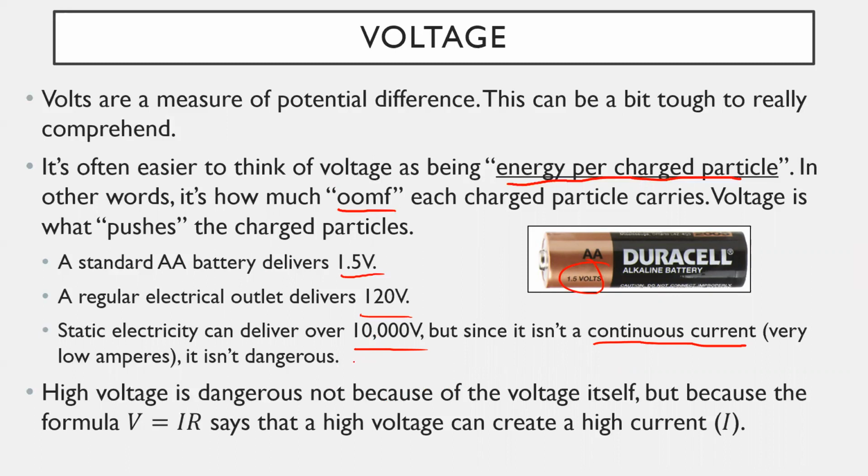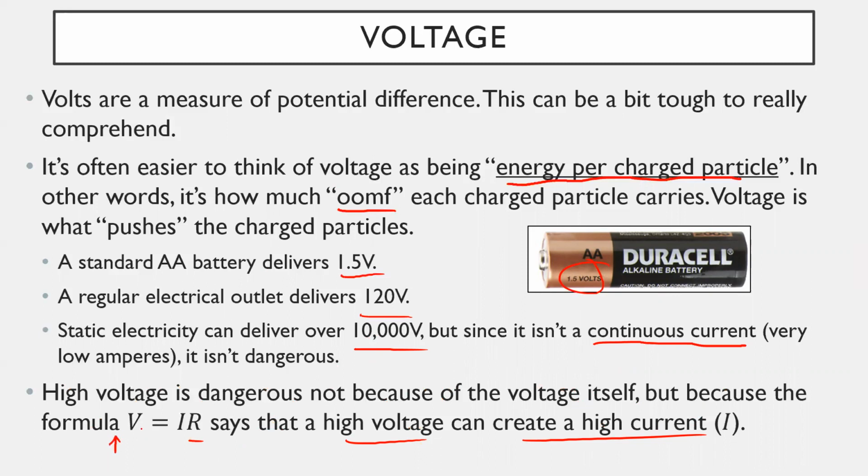Generally speaking, there is a correlation because high voltage is dangerous, but not because of the voltage itself necessarily, but because the formula V equals IR says that if you have a high voltage, that can actually create a high current. Let me put it this way. Your body has an inherent resistance. We're made of matter, of course, so our body is going to have a certain amount of resistance to it.